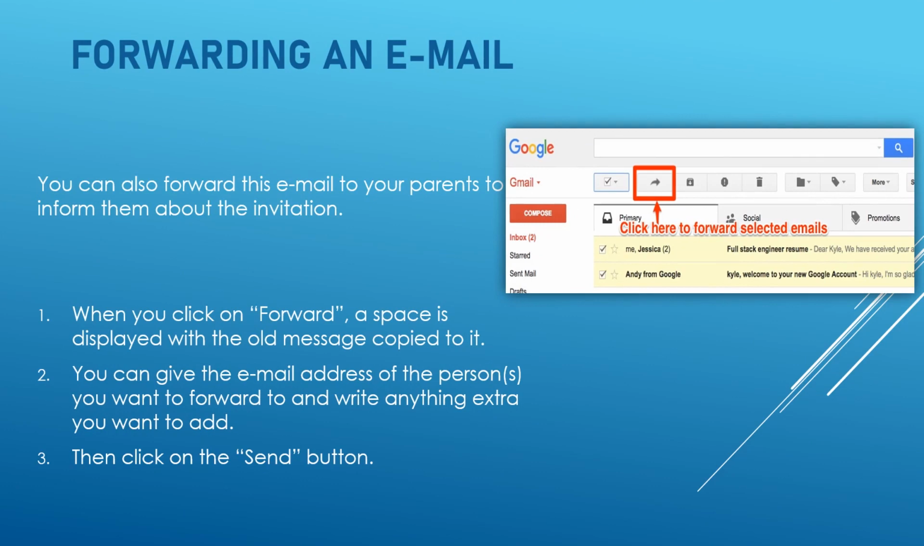Forwarding an email. You can also forward a particular email to another user by using this forward button. When you click on forward, a space is displayed with the old message which you want to send to the other person. It is automatically copied into it. Then you just have to enter the email address of the person to whom you want to forward the mail, and anything else you want to add, you can add into it. Then click on the send button.